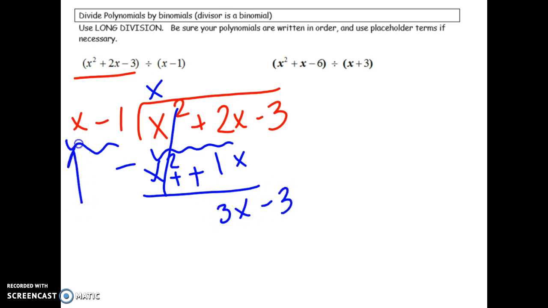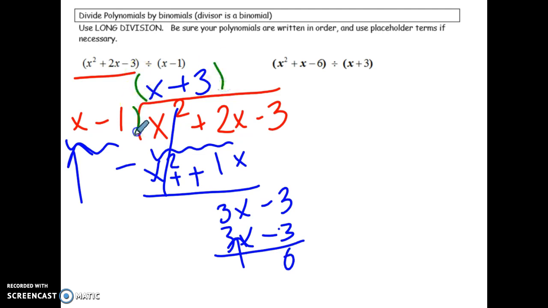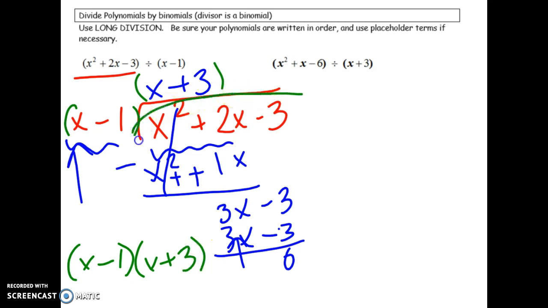So now I look at my x again, and how do I get x into 3x? Well, that is going to be plus 3. Okay, so 3 times x, that's 3x. 3 times a negative 1, that's a negative 3. Both of those cancel, so I don't have any remainders. Now, you can take this back out and FOIL. If I could FOIL this out, you will see that this is my FOILed answer. Amazing. Blow your mind.